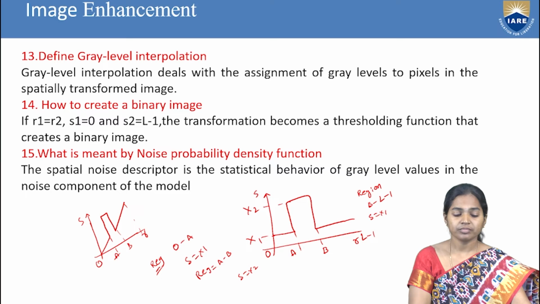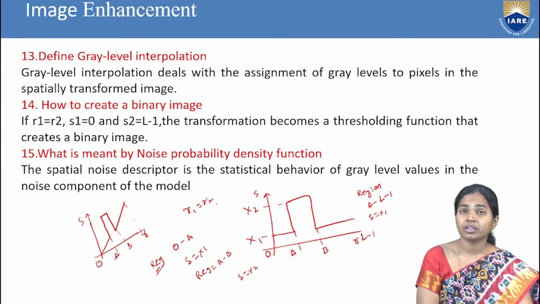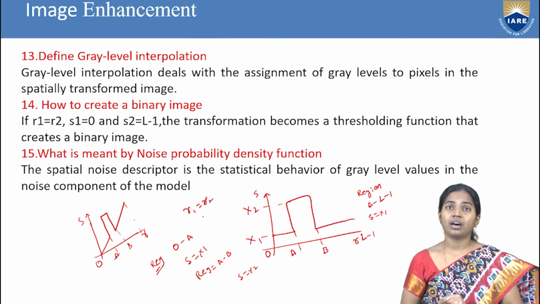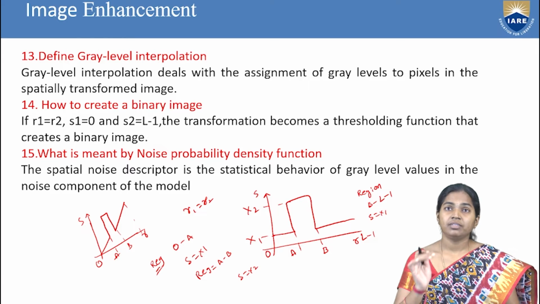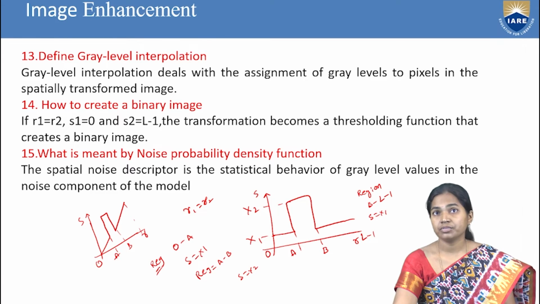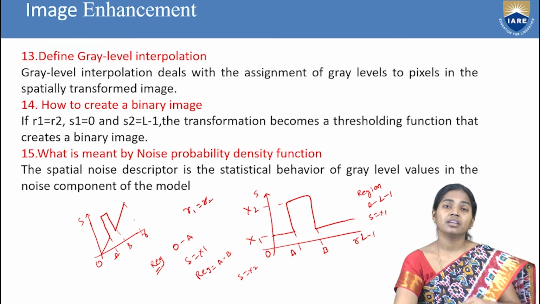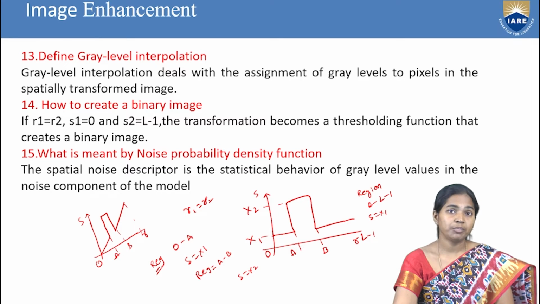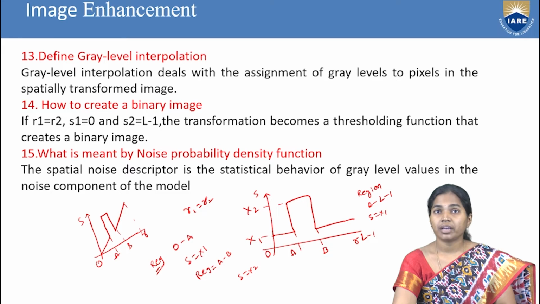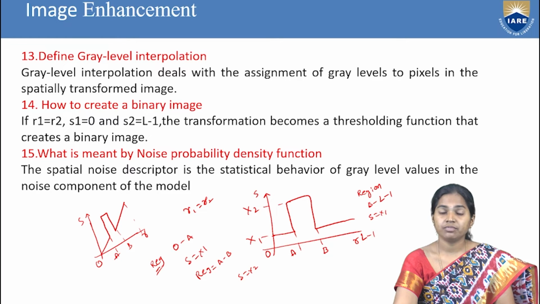Here R1 equals R2, then R is the input, S is the output. Here S1 equals 0 and S2 equals L minus 1. S1 equals 0 means that is the minimum gray level, so that is black. S2 equals L minus 1 means that is the maximum gray level value. So the minimum gray level value we represent with 0 and the maximum gray level value we represent with L minus 1.